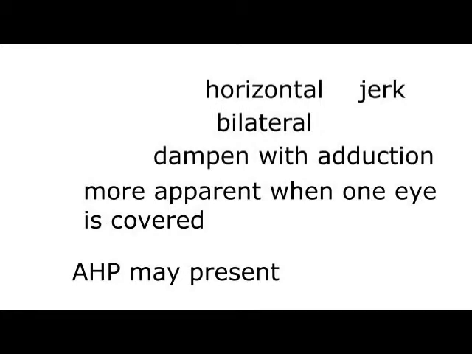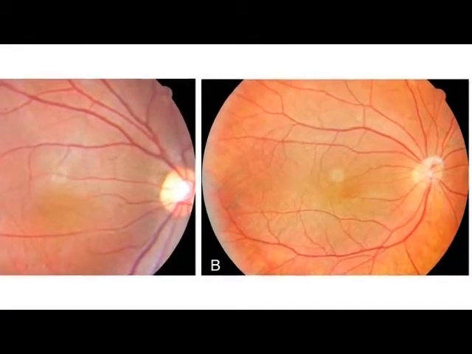Nystagmus becomes more apparent when one eye is covered and AHP may be present. Diagnosis of albinism is confirmed by the existence of three signs: iris transillumination, presence of asymmetrical hemispheric VEP response on monocular stimulation, and macular hypoplasia.